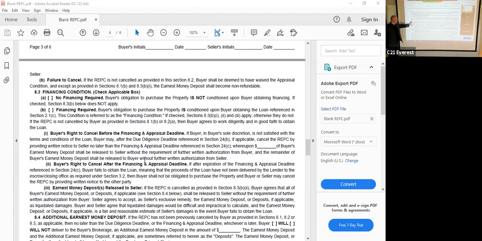So because they included this piece, it says, hey, okay, fine. If you're going to cancel after due diligence, then whatever money is here, automatically it's going to go to the seller if you cancel based on financing.